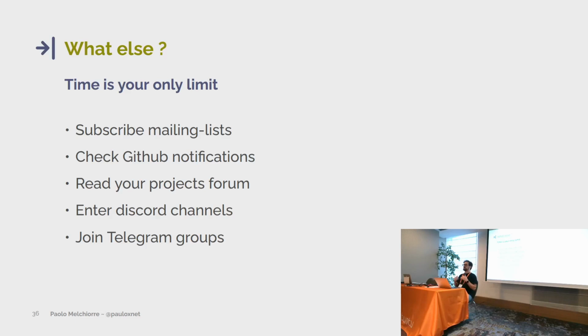There are tons of other ways you can use to improve as a developer, and the following are just some of the techniques that I also use. I usually subscribe to project mailing lists, check GitHub notifications, read the official forum of Django and other projects, and I enter chat channels and also local Telegram groups. For example, we have Telegram groups for Django in Italy.